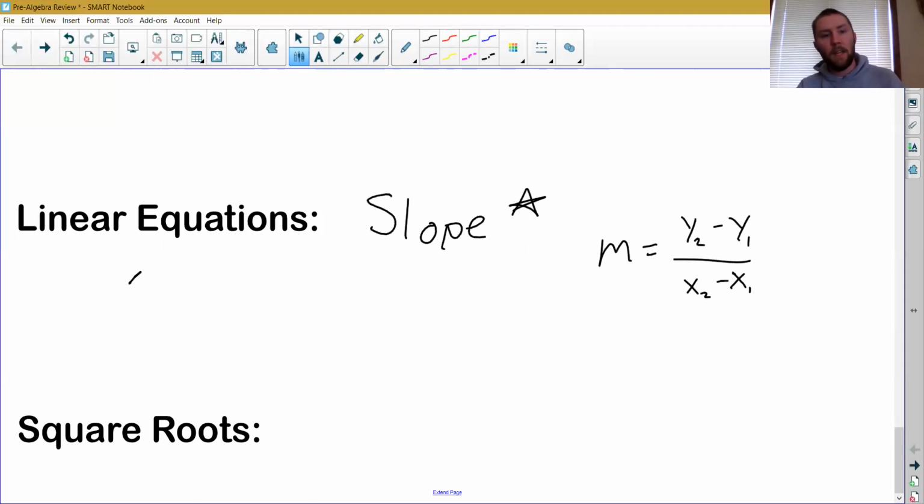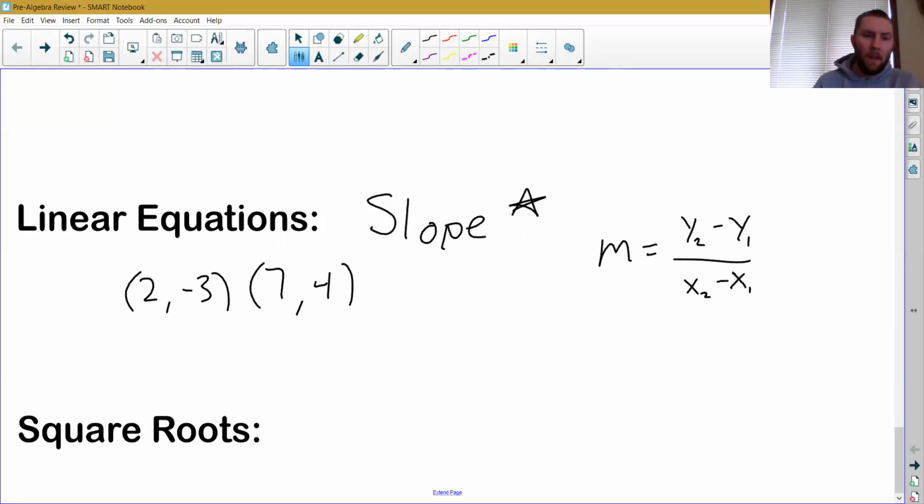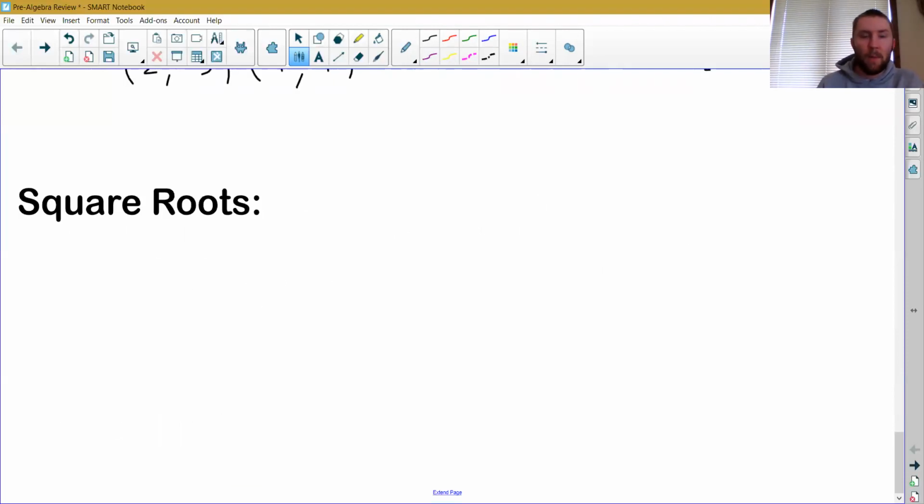Okay, so the key is being able to take two coordinate points, (2, -3) and (7, 4), and can you find me the slope? If you can do that, then I'm satisfied. And then, like I said, the last thing that we did, some chapter 9 stuff, was about square roots.